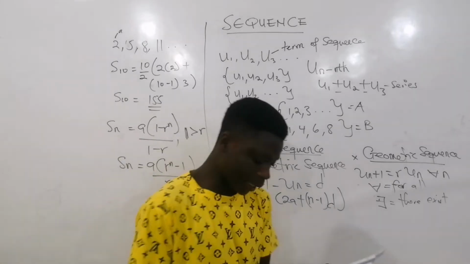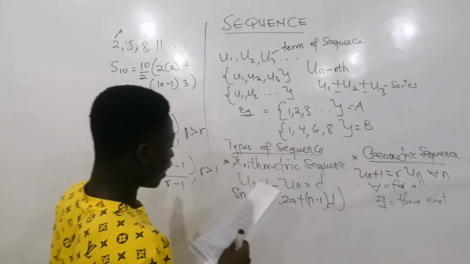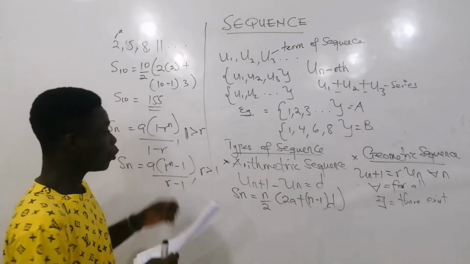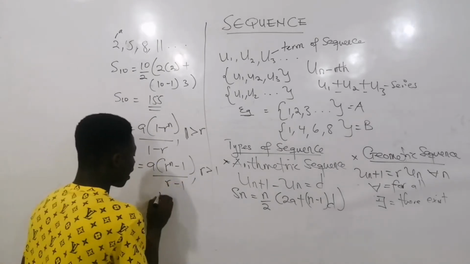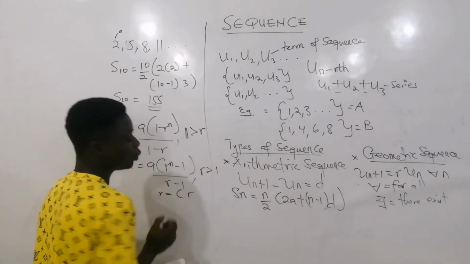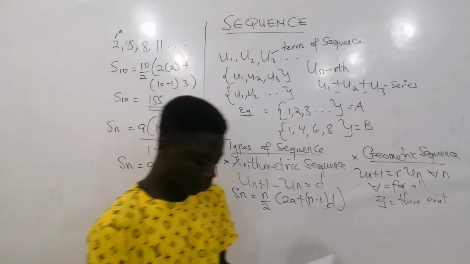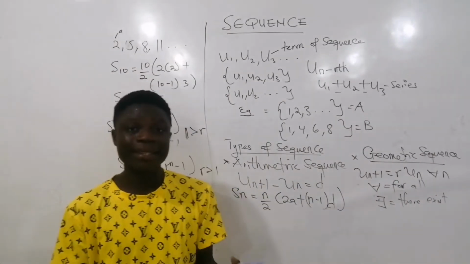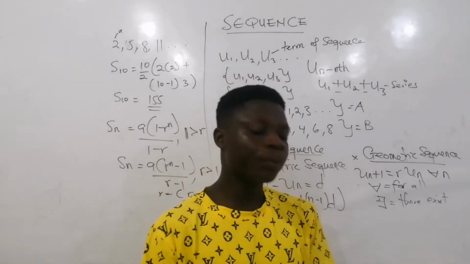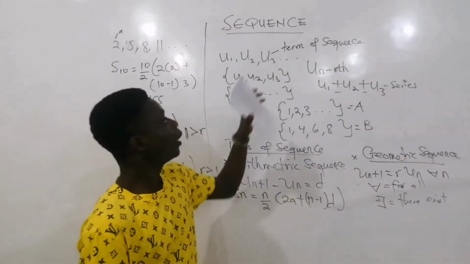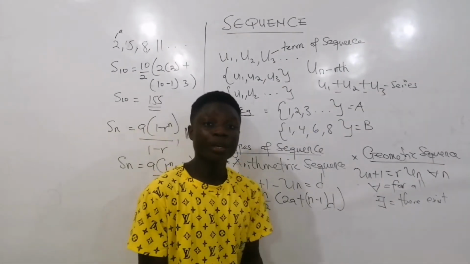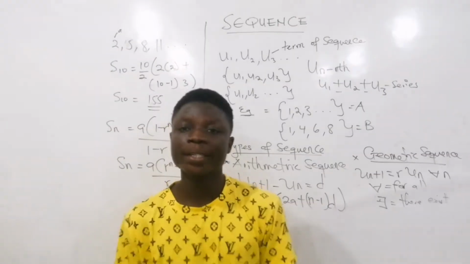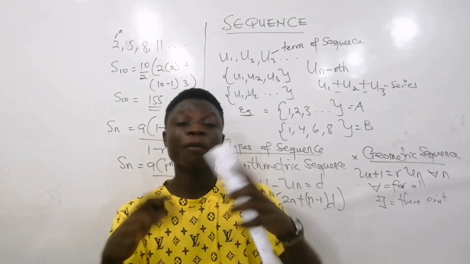Now let's look at something. They say a is the first term, r is the common ratio. So this r represents the common ratio. Now let's take note of something. The third type of sequence is a sequence which is neither arithmetic nor geometric. So that sequence is another form of sequence.